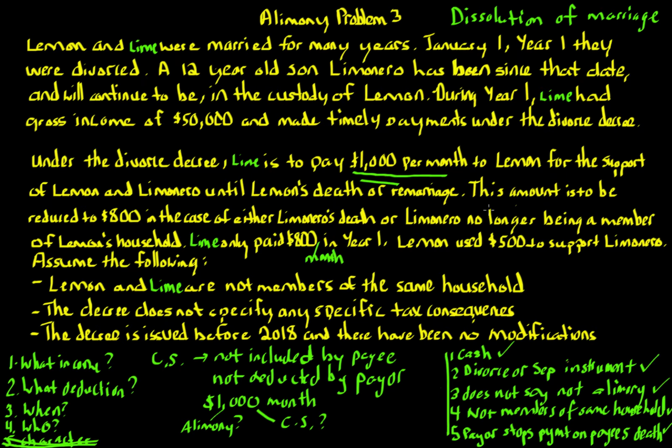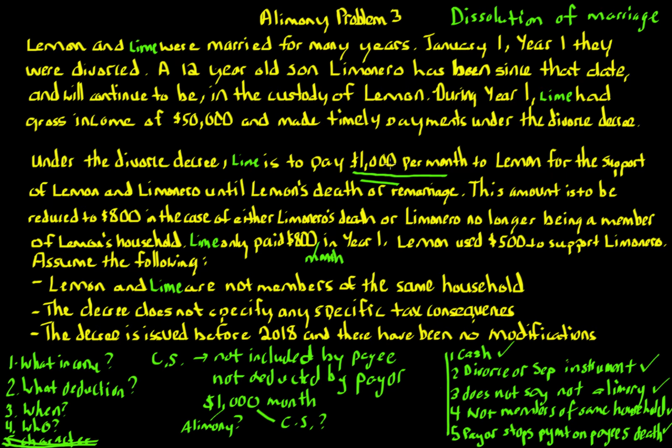So let's read more. This $1,000 per month is to be reduced to $800 in the case of either Limonero's death or Limonero no longer being a member of Lemon's household. We're also told that Lemon uses $500 to support Limonero. We learned in a previous problem that it doesn't matter what portion of the payment the spouse actually uses to support the child. It's what the court decrees or states. The court doesn't state it, but the court does say that this amount is to be reduced to $800.